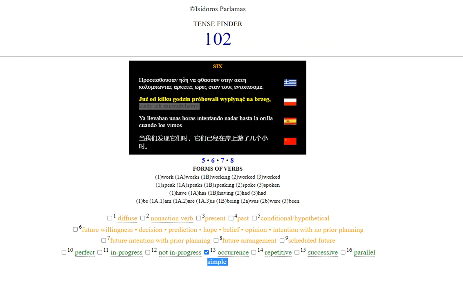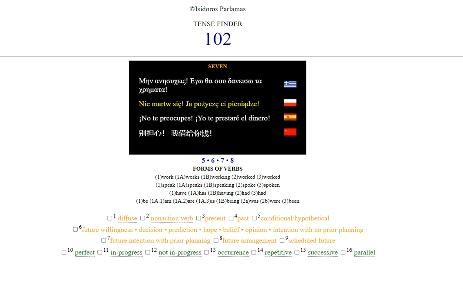Okay, now let's uncheck this and do number 7. Nie martw się, ja pożyczę ci pieniądze. Okay, all right. So let's concentrate on this. Ja pożyczę ci pieniądze. Is this diffuse, present, past, future? Well, it's future. This is obvious.